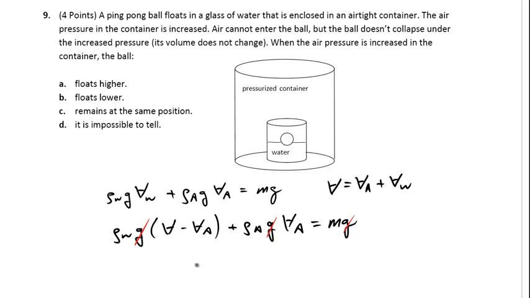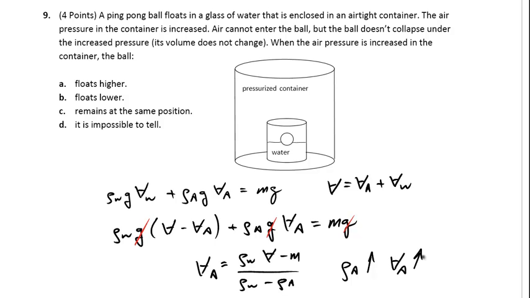So if I solve for V A, what I come up with is V A equals the density of water times the displaced volume minus m, divided by the difference in density of water minus the density of air. And I'm increasing rho A, which means I'm decreasing the term in the denominator, which means I'm increasing V A. So by increasing the pressure, increasing the density of the air, I'm increasing the volume of the ball exposed to the air, and as a result, the ball actually floats higher.